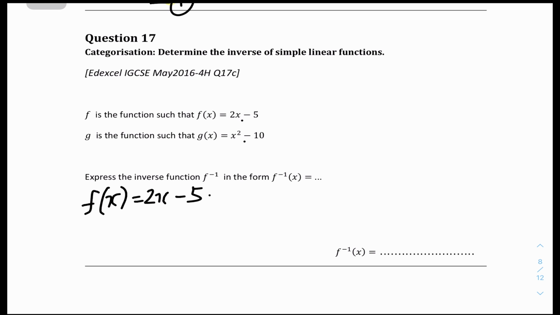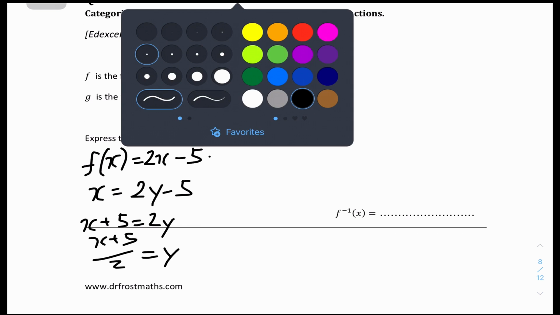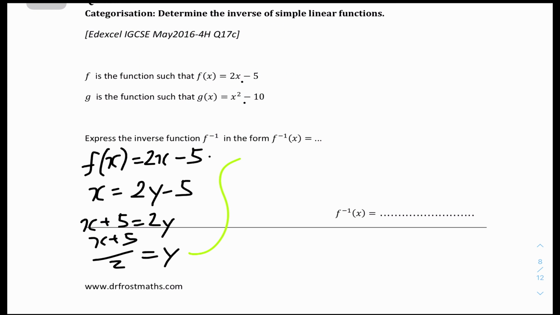We know that to find an inverse function, you set f of x equals x and x equals y, and basically rearrange the equation to find y. So it will be x plus 5 equals 2y, and x plus 5 over 2 equals y. And now you just substitute the y for f inverse. So it will be f inverse x equals x plus 5 over 2.